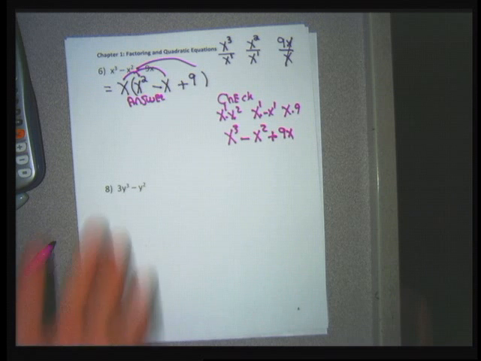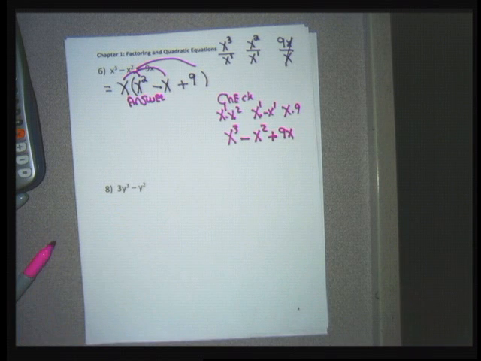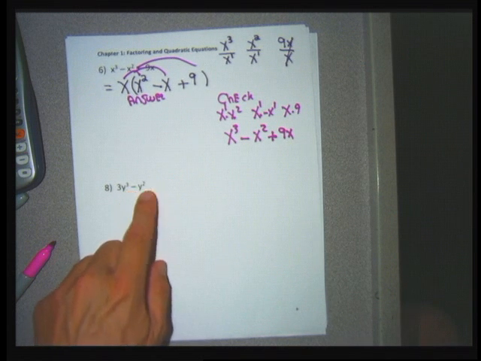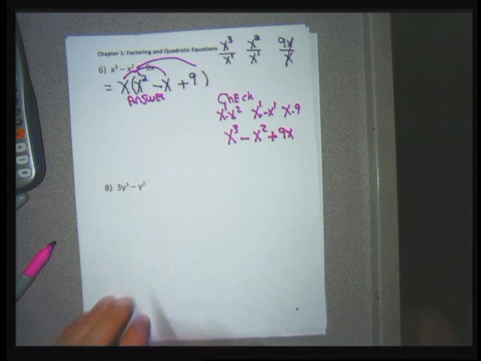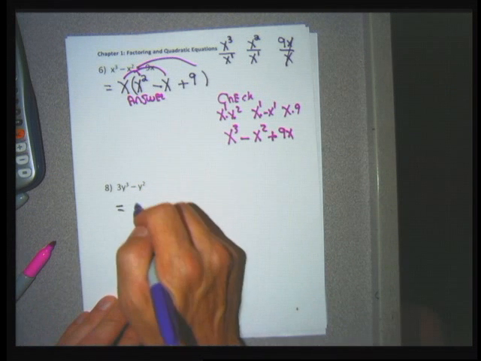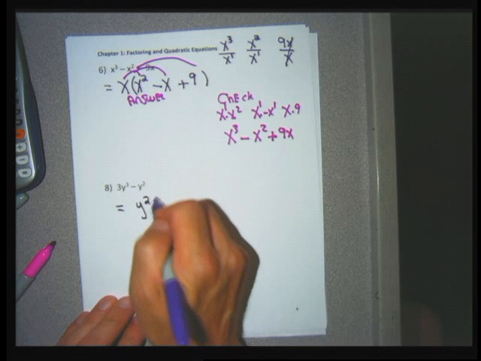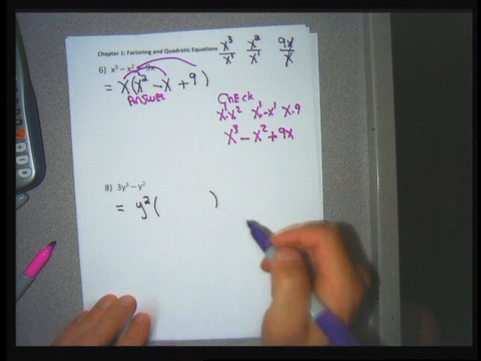Problem 8, again, because both terms don't have a number, then you're not going to have a number as part of the greatest common factor. The greatest common factor is only going to consist of a letter, and when the letter is your common factor, you need the smaller of the exponents, and the smaller of the exponents is the 2. So I'm going to write an equal sign, and I'm going to write a y squared, and then I'm going to figure out what goes inside the parentheses.